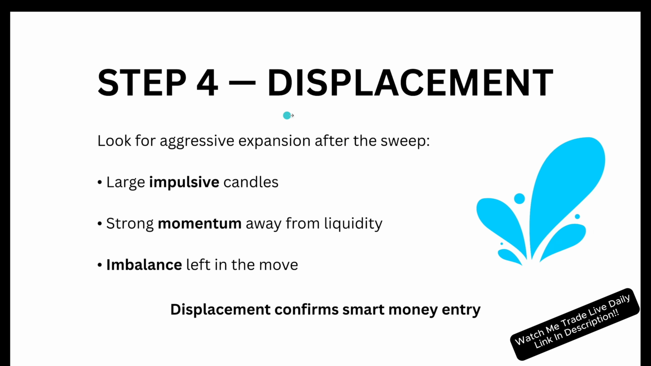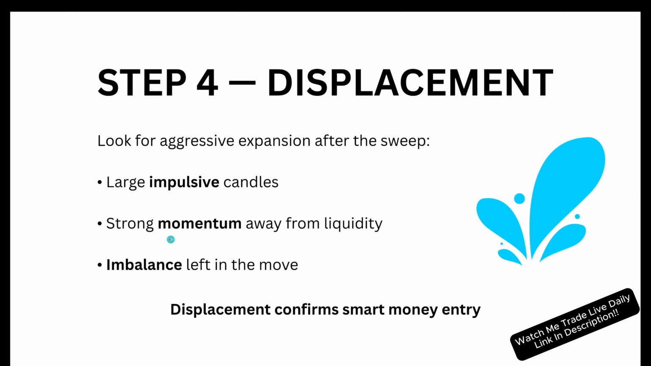Okay, step 4, displacement. You want to look for an aggressive expansion after the sweep. So as soon as price takes out buy side liquidity, for example, you want to see a large aggressive move to the downside, and that is smart money tipping their hand to you that they have entered their positions. So what you're looking for is large impulsive candles, not just shallow wicks breaking below a swing high or swing low.